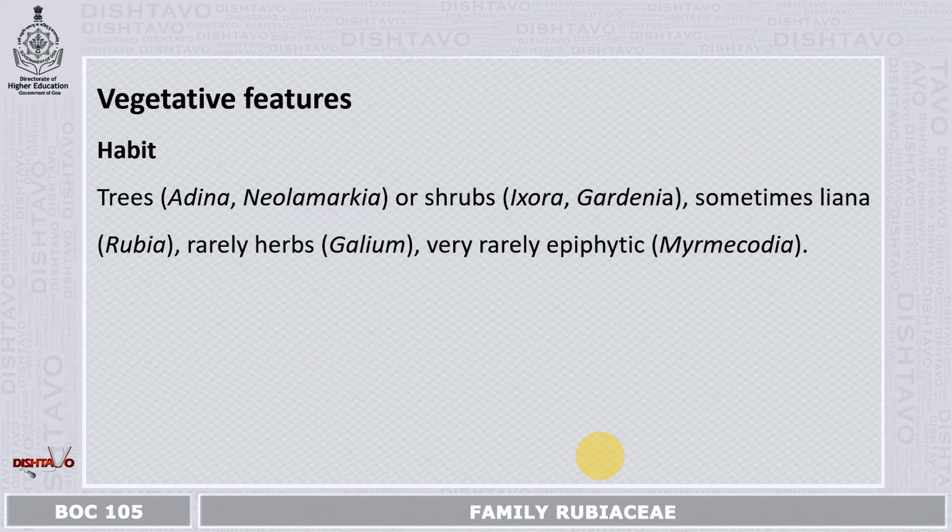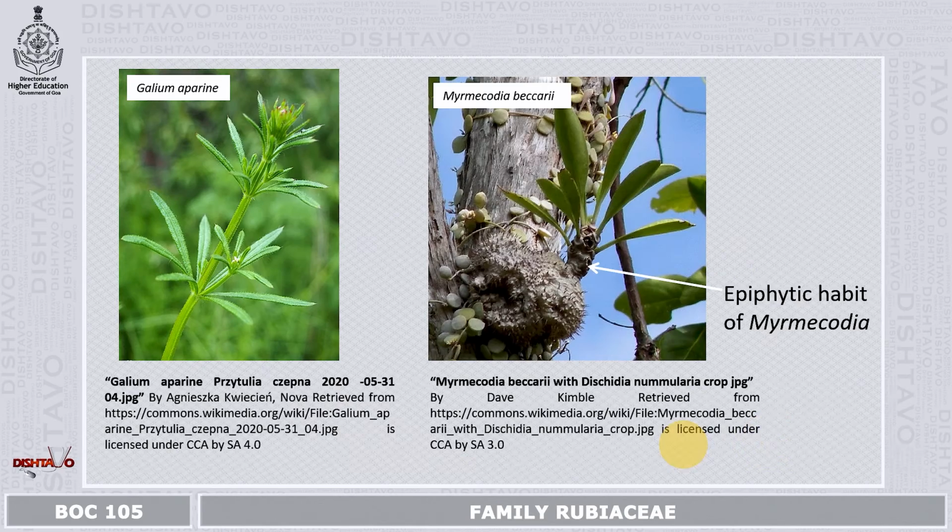Vegetative features of the family are: habit. The plant species which belong to family Rubiaceae are mostly trees, which is seen in case of Adina and Neolamarckia, or they are shrubs in case of Ixora and Gardenia and other plant species. Sometimes they occur as lianas, which is seen in case of Rubia. Rarely they appear in the form of herbs, which is seen in case of Galium, and very rarely plants are epiphytic, which is seen in case of Myrmecodia.